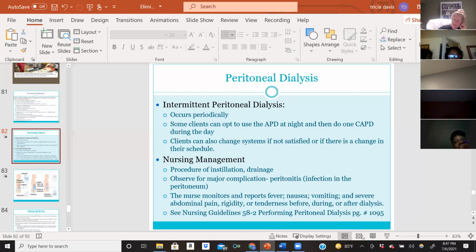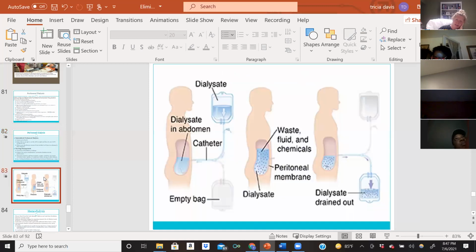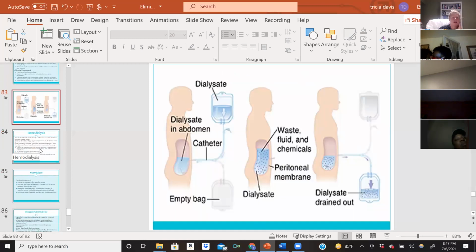So I want you guys to go to page 1095 in your book and look at nursing guidelines for performing peritoneal dialysis. That's good for you guys to know. And that picture is in there, which I think is helpful.